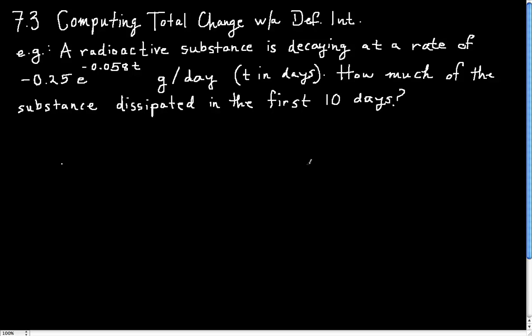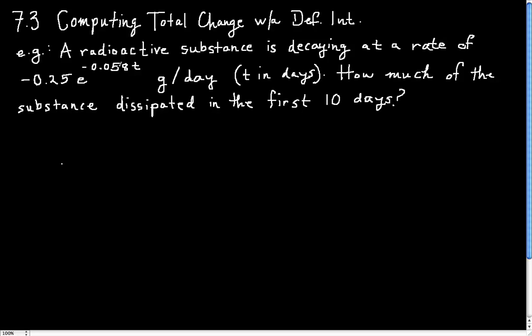Okay, this is a video about using a definite integral to compute the total change of a quantity. And so we have an example written out here. So some radioactive substance is decaying at a rate of minus 0.25 e to the minus 0.058 t grams per day. So t is in days.